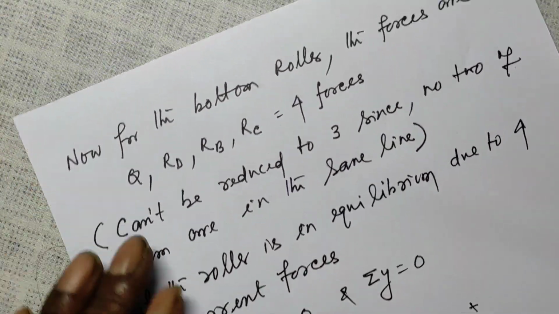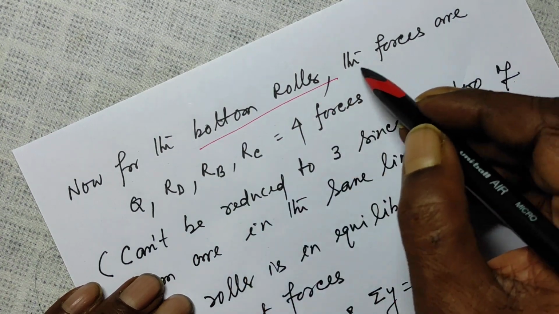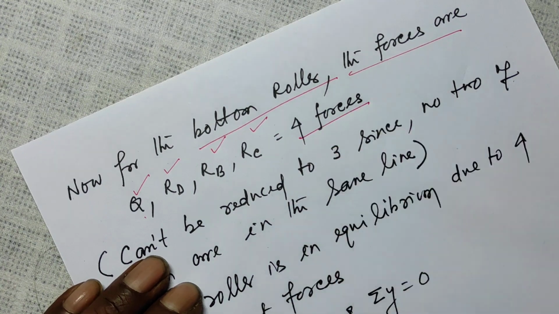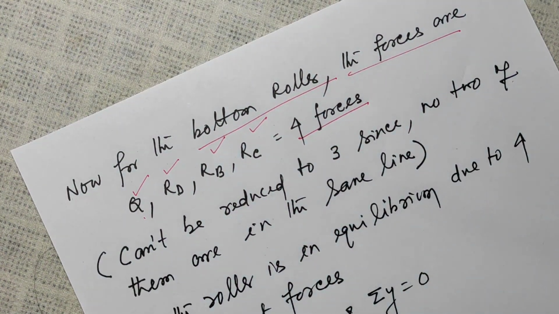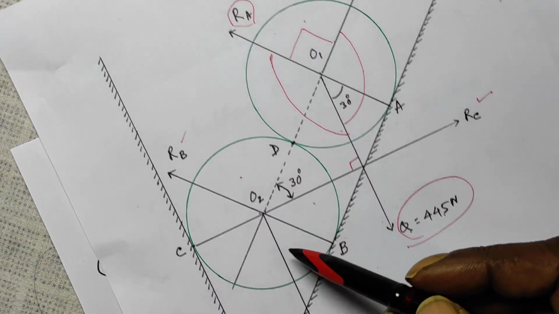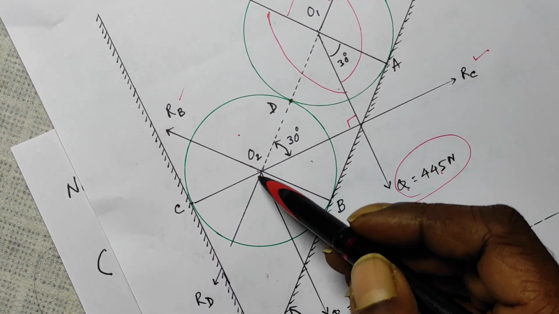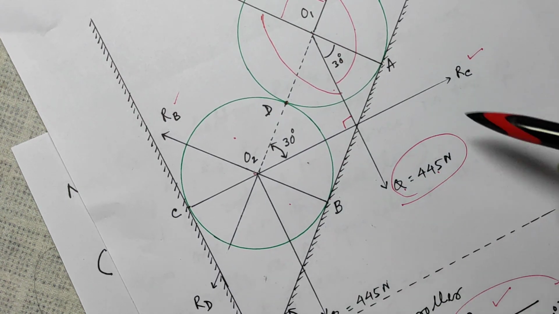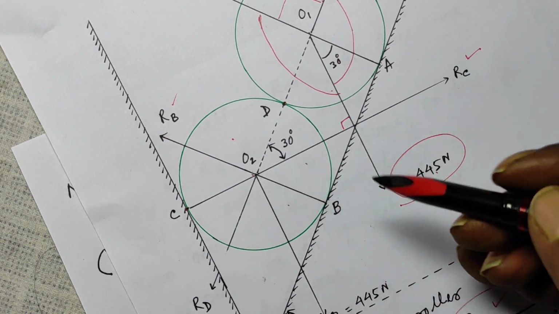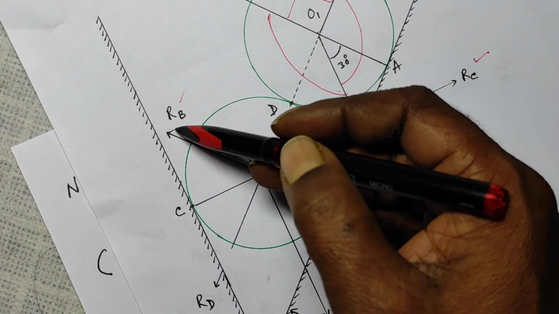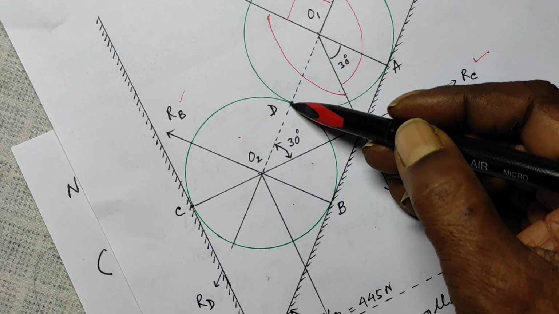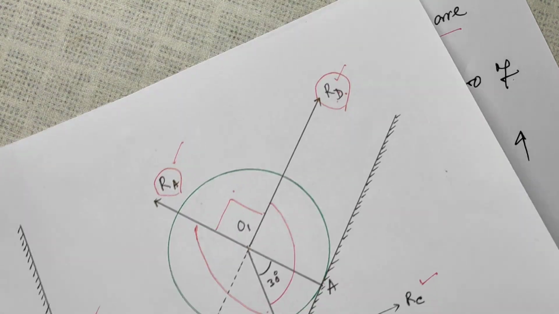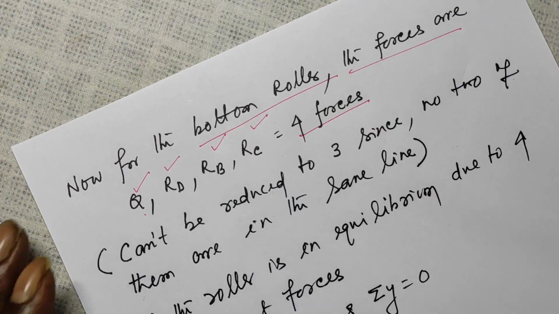Now for the bottom roller, there are four forces: Q, RD, RB, RC. That is this one. For this one, there is RC, a reaction force here, and a reaction force here, RB, and there is a reaction force here, RD, and the weight Q. So there are four forces.